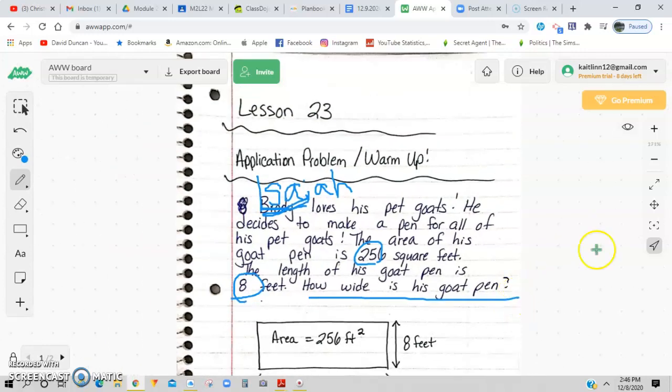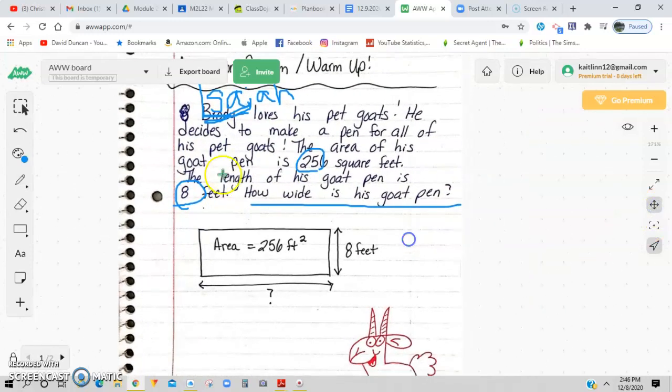So again, remember when we're doing story problems, we are circling the numbers and underlining what it's asking us to do. In this particular case, it says we need to find out how wide the goat pen is, given the area and the length. So I went ahead and I drew an image. I would like you to draw this image out for me. And I drew the pen for the goats because Isaiah loves his pet goats, okay? The area is 256 and the length is 8, and we need to find the width, okay?